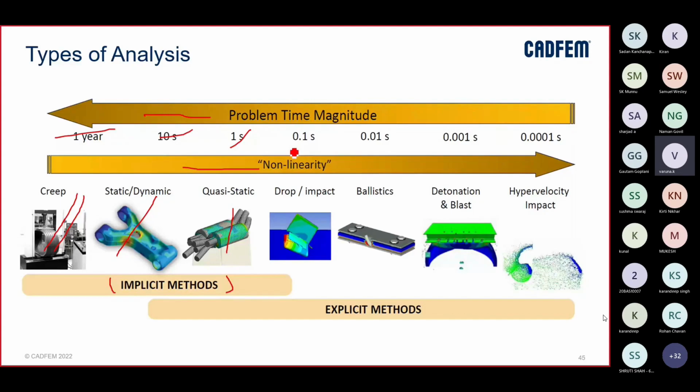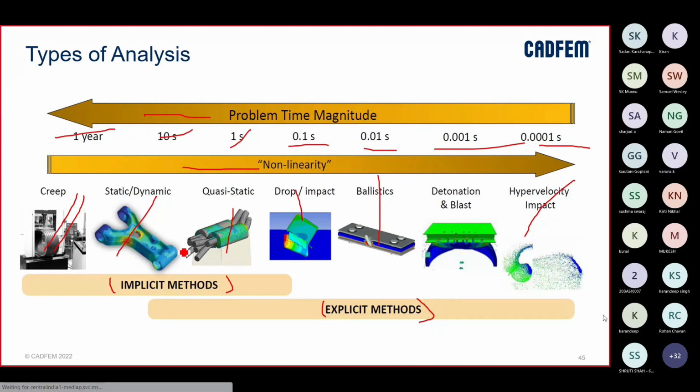You can see 0.1, 0.01, 0.001: drop, impact, ballistic, detonation, blast, hypervelocity impact. These kinds of problems come under the explicit methods, where non-linearity is high and time magnitude is really low. Drop, impact, crash, blast, detonation come under the explicit method. These are nothing but implicit methods.